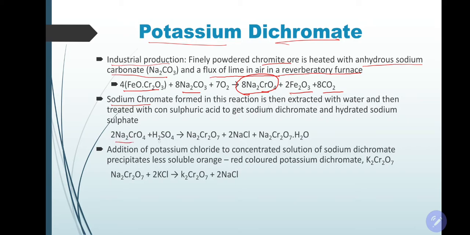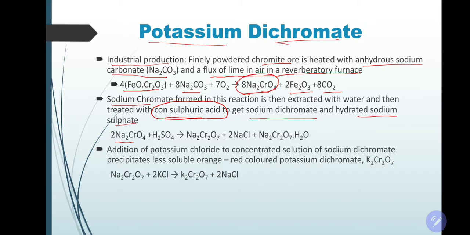It is then extracted with water and then treated with H2SO4, sulfuric acid, to get sodium dichromate. So you get sodium dichromate and hydrated sodium sulfate, that is Na2CrO4 plus H2SO4 will give you Na2Cr2O7 plus 4NaCl plus Na2Cr2O7 dot H2O.